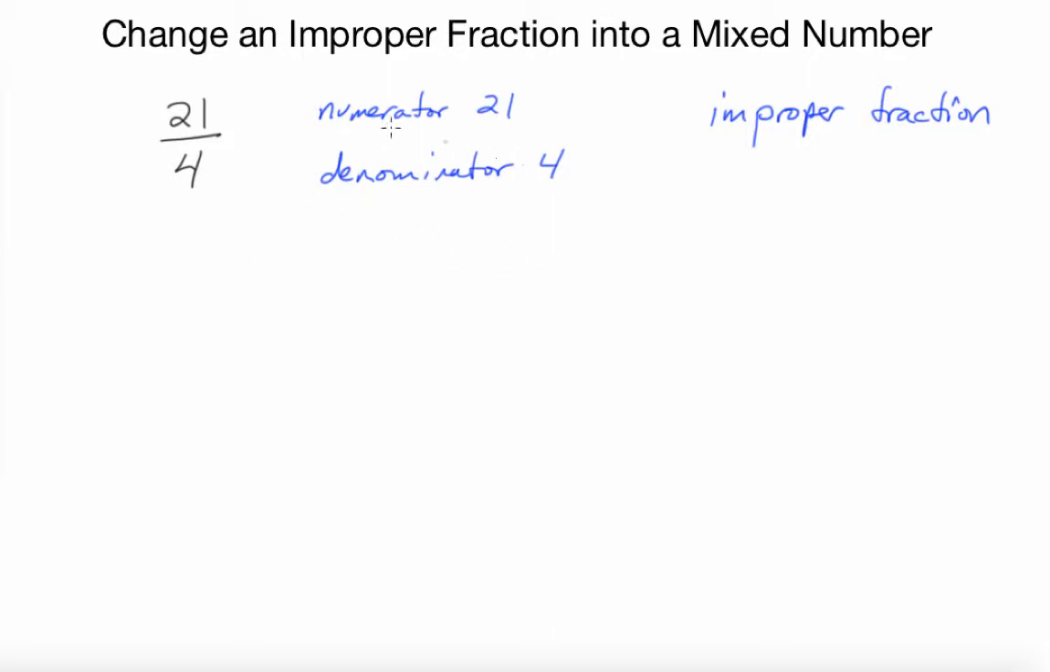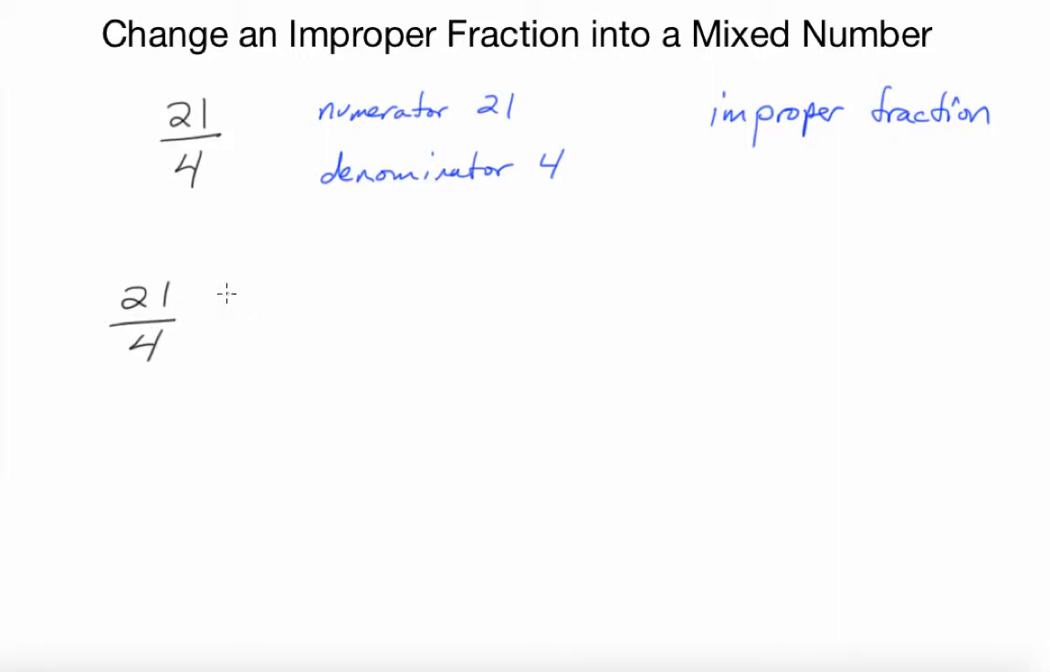So what we're going to talk about is changing an improper fraction to a mixed number. A mixed number is just a number that has a whole number part and a fraction. So let's talk about how to take that number, 21/4, and put it into a mixed number. The first thing I need to realize is I'm dividing 21 by 4. So another way to think about that is how many 4s fit inside 21.